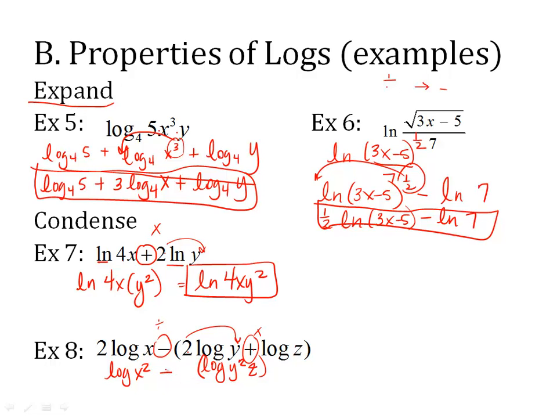Now I take care of the minus sign. That's really the quotient rule. Remember, it said to subtract if it's divided. So if I find my final answer, if I condense it, it's the log of x squared divided by, instead of minus, y squared times z. Okay, so that's my quotient rule and product rule all in one.